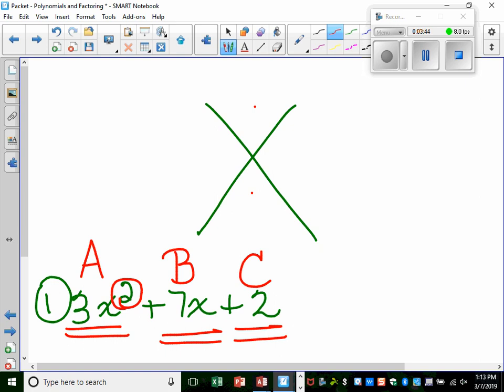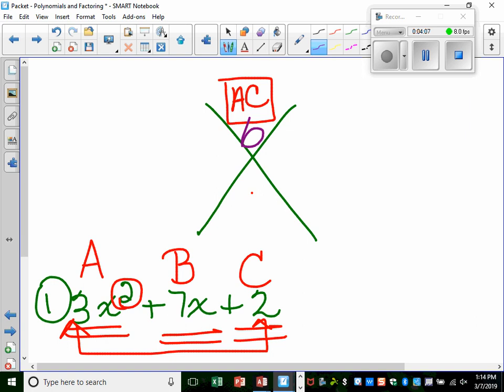So at the top, in order to get this number here at the top, that is going to be A times C. That means we're going to take this 3 and multiply it by 2. And that gives us 6. That's the number that goes at the top, by multiplying the A and the C together. At the bottom is your B term. You can almost think bottom B, that goes at the bottom, is just 7.